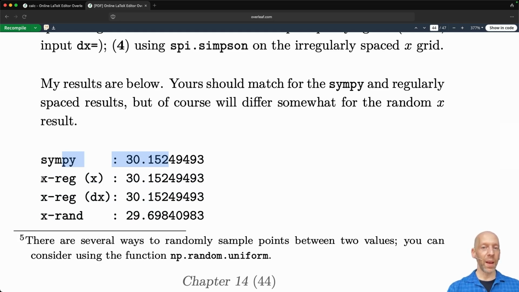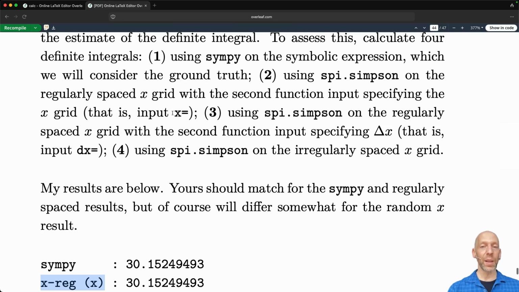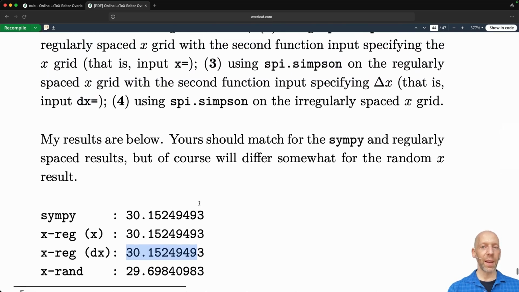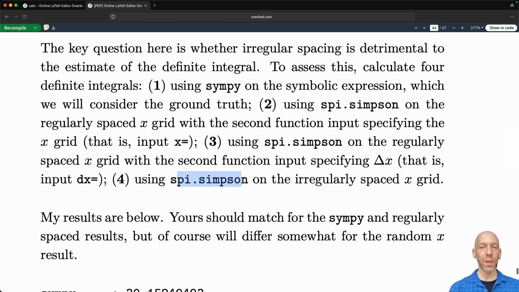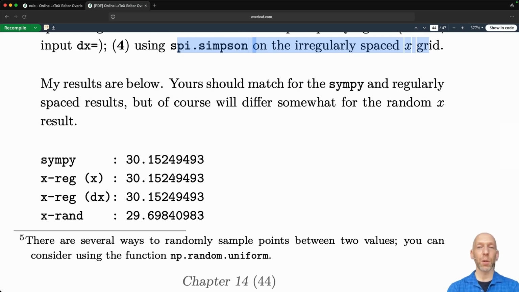Okay, so from the regular x, we have 2 different approximations. One where we specify x in spi.simpson. So the second input into spi.simpson is the x values. And then we also specify the dx values. That's the second one. That's this one here. And then we use spi.simpson, but using the irregularly sampled x-axis grid. Okay, I am going to now switch to code and show you my solution, and then I will have a brief discussion about these results.